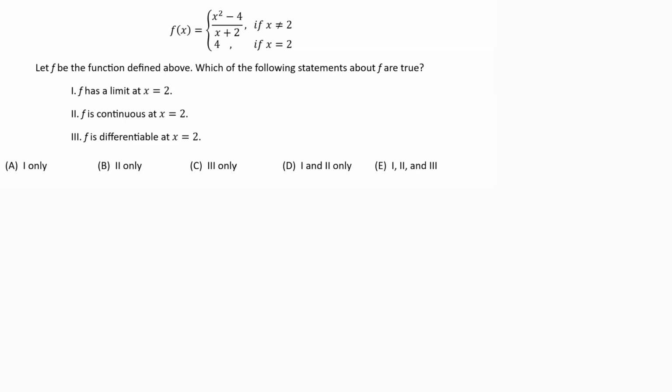This is the classic of all classic AP Calc questions, right? So they're giving you a piecewise function up at the top, which oftentimes freaks people out just to begin with. And then they're giving us three statements down below that they want us to see if any of those statements are true about our original function up here.